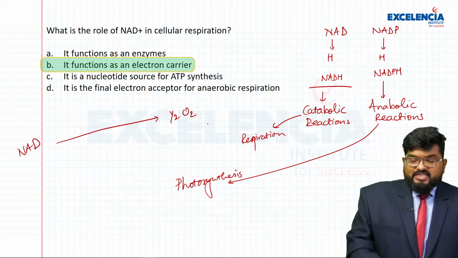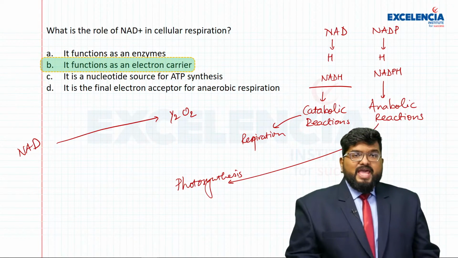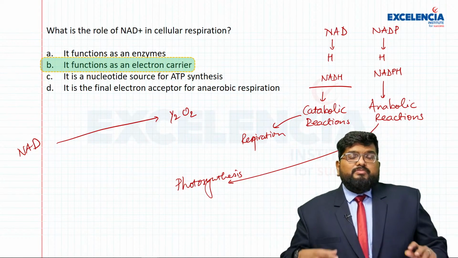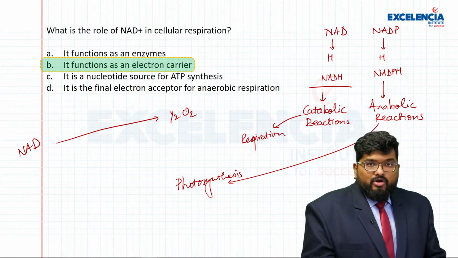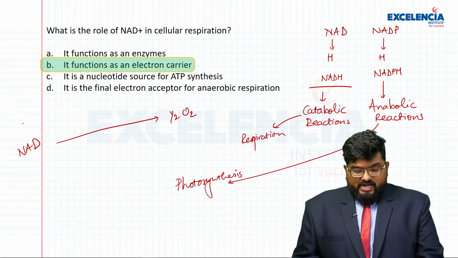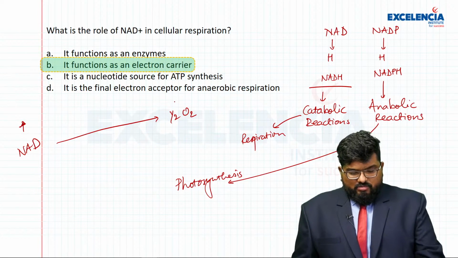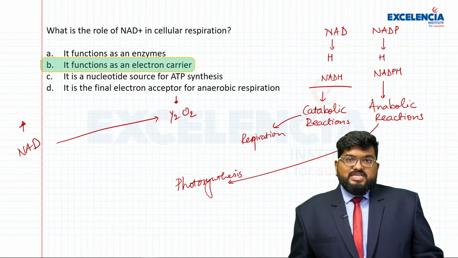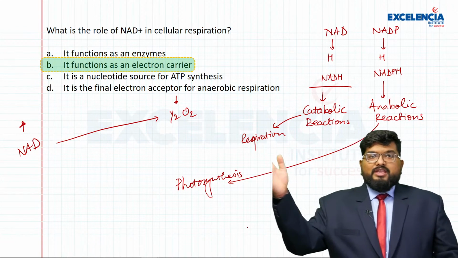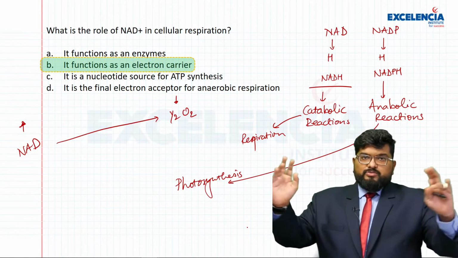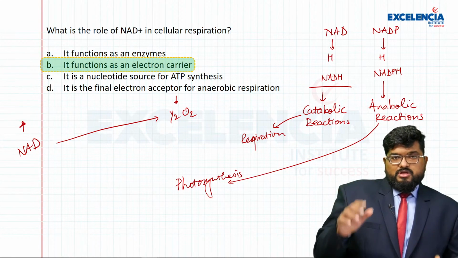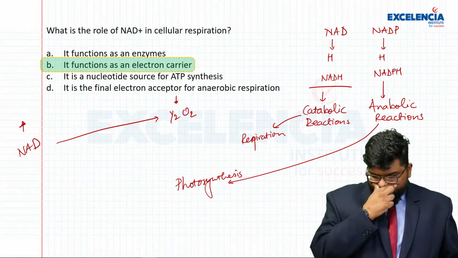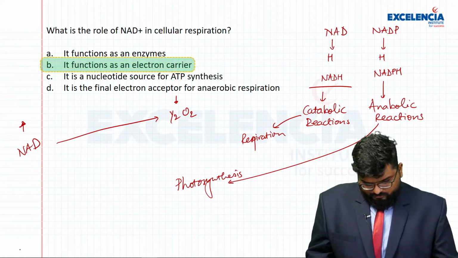Okay, this arrangement is based on what? Based on the energy of these particular components. So NAD is a very high energy compound, oxygen is the least energy compound. So from high energy to low energy, the arrangement of electron carriers is on the inner mitochondrial membrane.